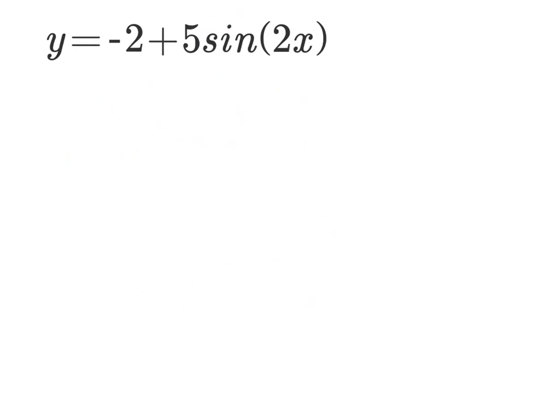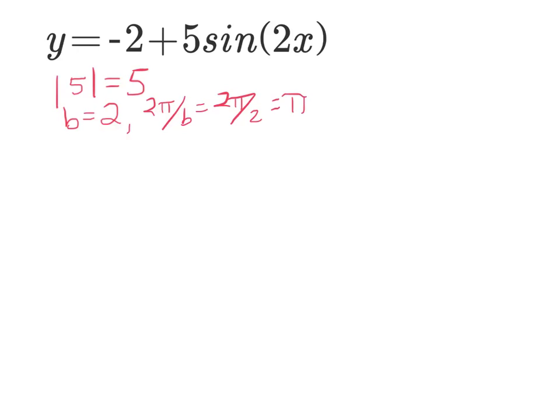All right, let's take a look at a sine function. Starting the same way, we're taking a look at the amplitude. And remember, the amplitude is the absolute value of the coefficient of your function. So our amplitude is 5, our frequency is 2, this 2 over here, which means that our period is 2 pi over 2, which is equal to pi.